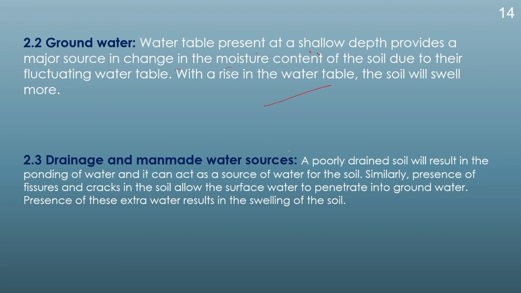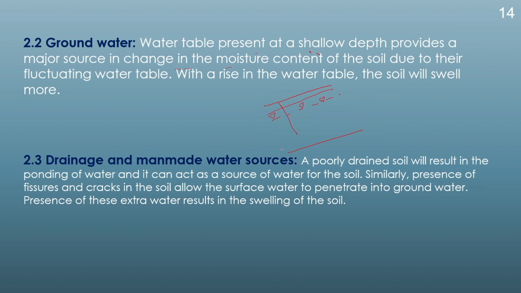Say for example, if this is a soil and the water table is located at a shallow depth, then due to rainfall and evapotranspiration, the water table will fluctuate, as a result of which the soil in this zone will also fluctuate quite frequently, and with a rise in the water content, the soil will undergo an expansive behavior and the soil swelling will be more. So, if the water table is present at a shallow depth, it provides a major source of change in the moisture content of the soil due to the fluctuating water table.